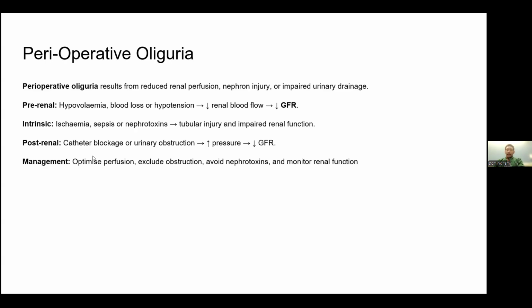And then there are post-renal causes, which we went through before, right? Such as obstructed catheters, kinked catheters, or bladder obstruction from BPH, for instance. Neurogenic bladders, which we will talk about, impair bladder emptying, and that's going to increase the intravesical pressure, which is going to cause back pressure at the ureter and the kidney, and ultimately a decrease in our glomerular filtration rate.